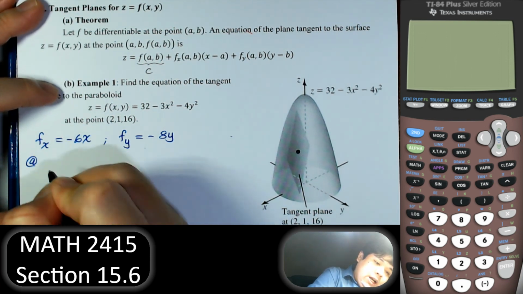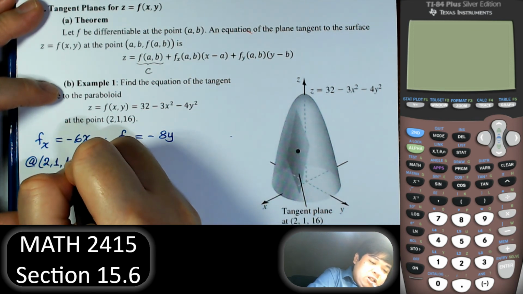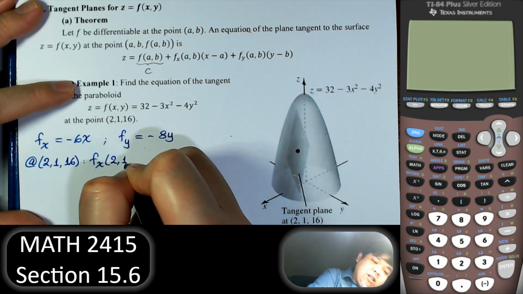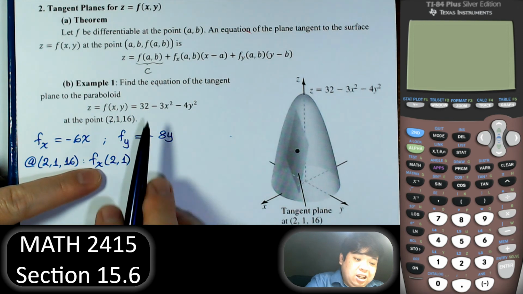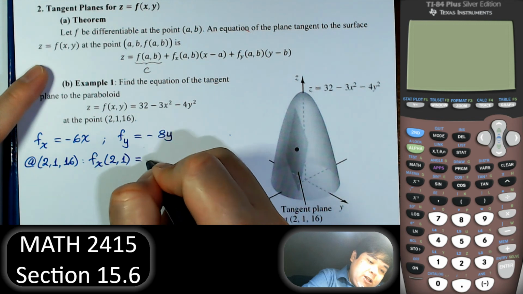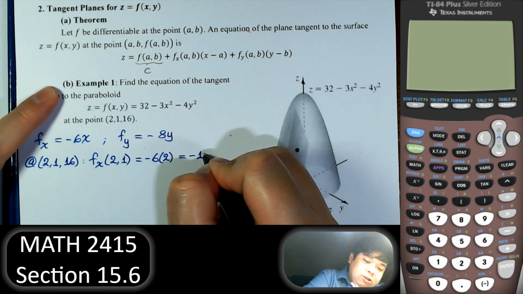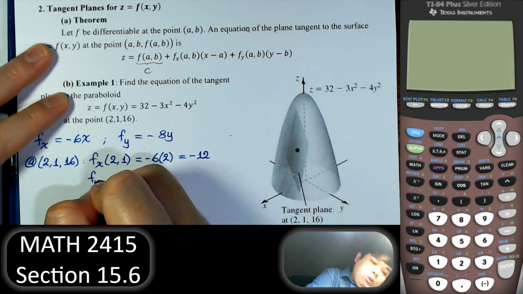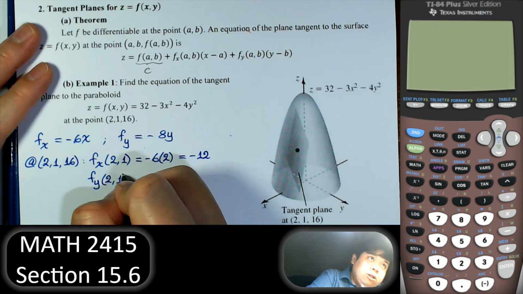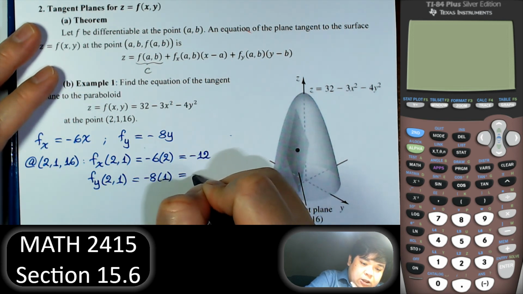So, at (2, 1), there's no z here, but it doesn't matter. Partial derivative with respect to x. We don't really need the z in the function because the function only has x and y. Negative 6 when x equal to 2, so we have negative 12. Derivative with respect to y. Negative 8y, so negative 8.